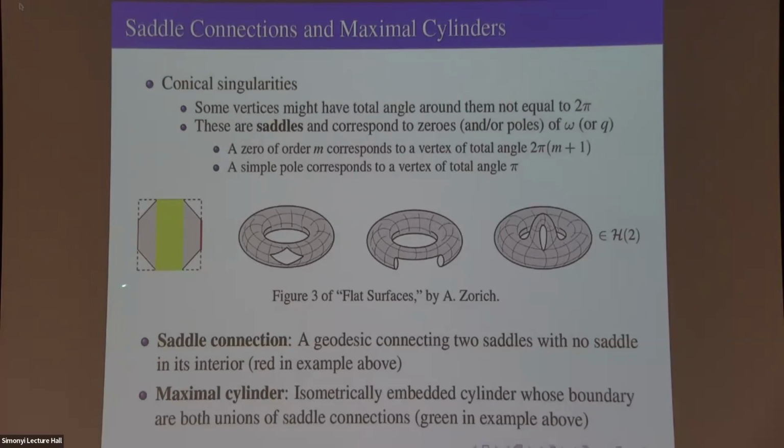So for example, this green rectangle on the octagon, after I fold it up, will correspond to some cylinder on the flat surface. So what I want to do is count these objects. Let me count cylinders, for example.